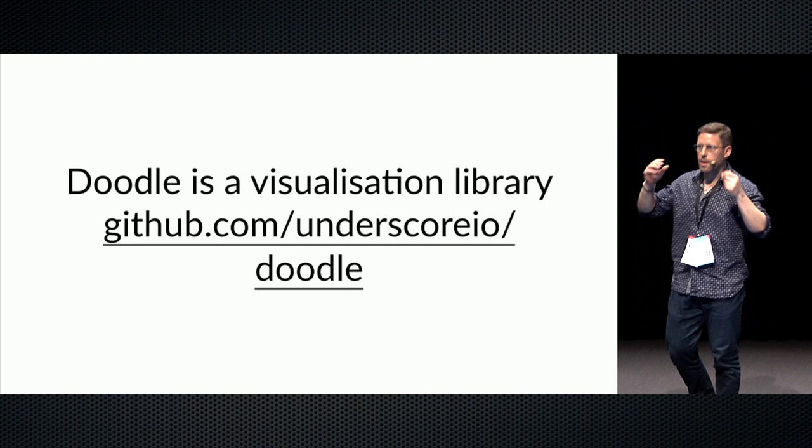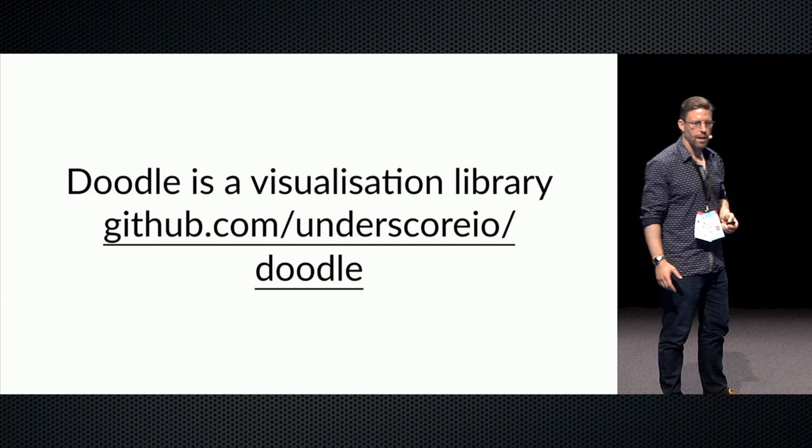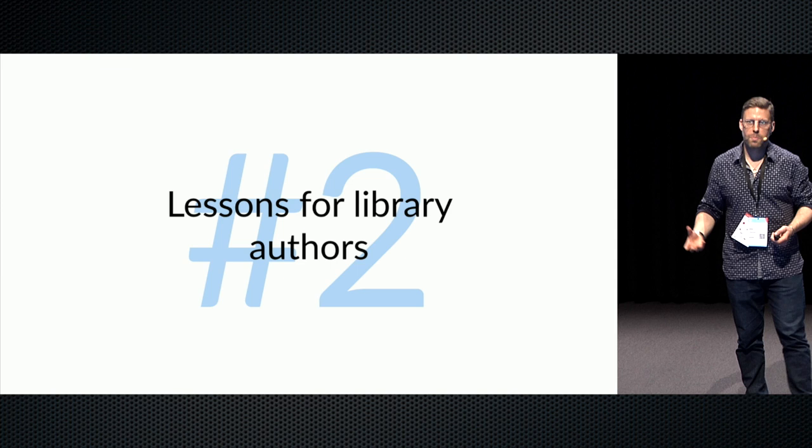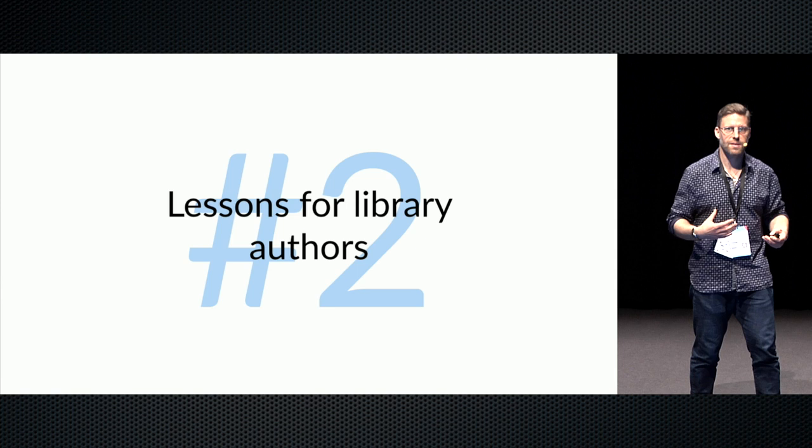So Doodle is a visualization library. You can go to GitHub, you can grab it. It'll be great. And in this talk, I want to tell you a bit about Doodle, how it's architected, so the design. Some general lessons that you might take from Doodle, because to be honest, not everybody's going to be writing a visualization library, but I think there are lessons I've learned about library design that generalize to maybe problems you'll work on.